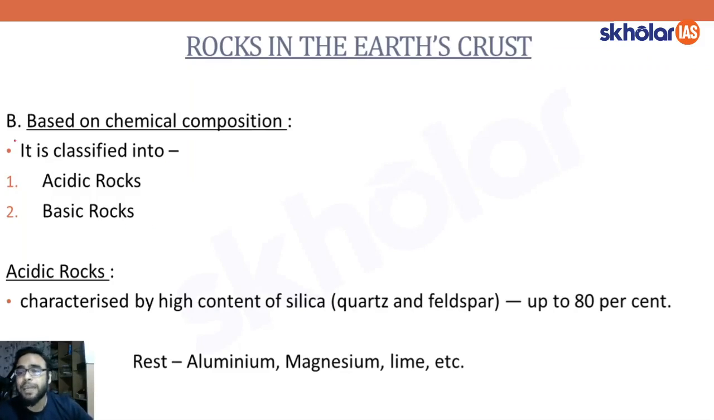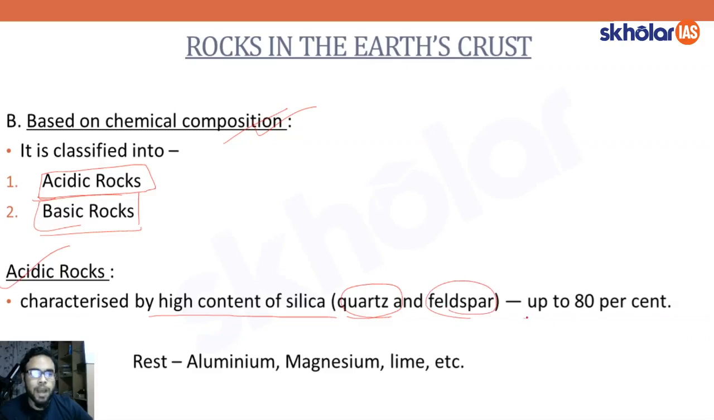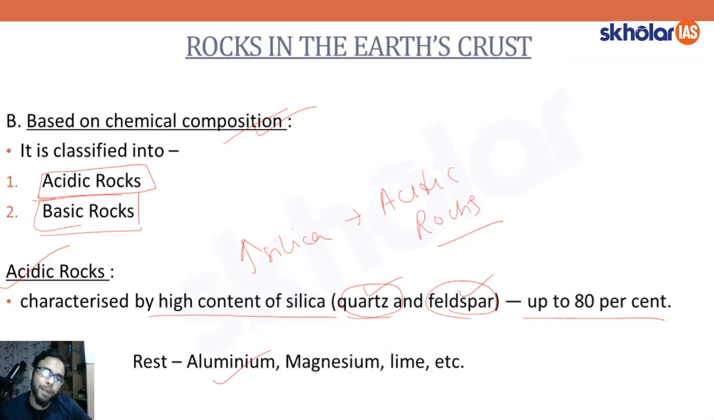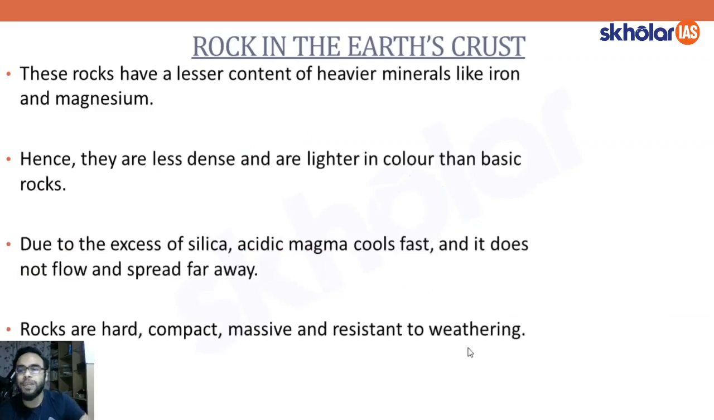So now we'll talk about the classification of the igneous rock on the basis of chemical composition. On the basis of chemical composition, it is classified into acidic rocks and basic rocks. So what are acidic rocks? These are the rocks which are characterized by a high content of silica, that means quartz and feldspar, up to 80%. So the rocks which have a higher content of silica, we will call them acidic rocks. Fine. So these are made up of 80% quartz and feldspar, and the rest includes aluminum, magnesium, lime.